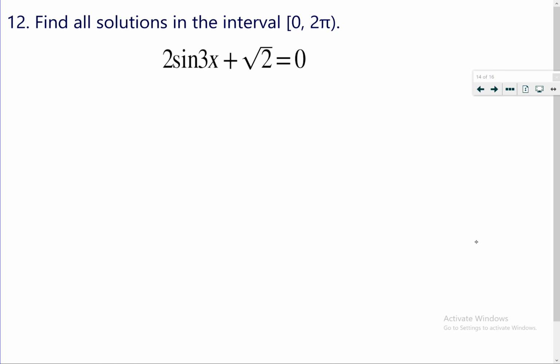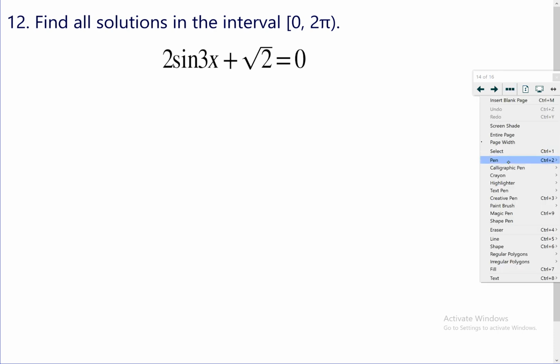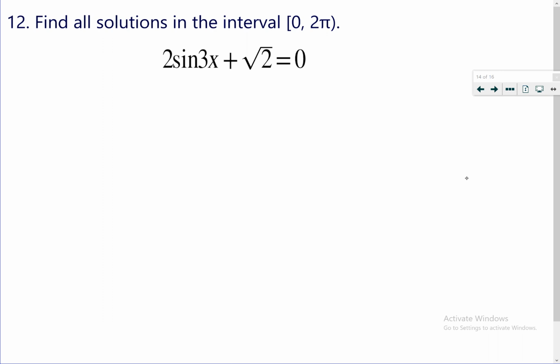All right. So I have one sine in this problem. What would you do first? Sure. Okay, so 2 sine 3x equals negative rad 2. When I subtract it over and then divide by 2, sine of 3x equals negative rad 2 over 2. Okay. Now what?